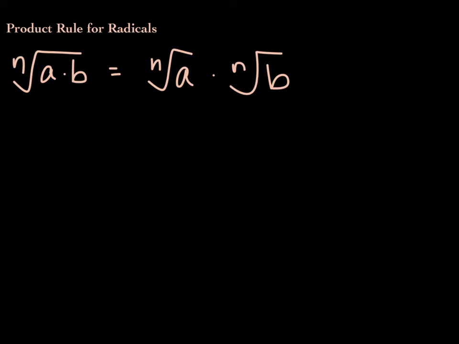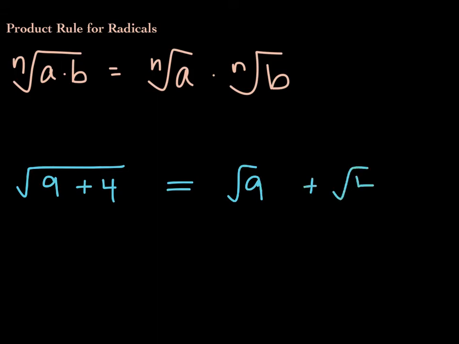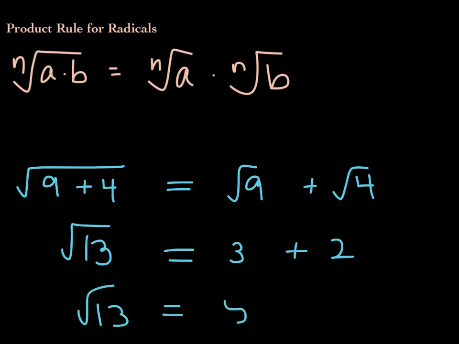Like for example, we cannot extend this to say that the square root of 9 plus 4 is equivalent to the square root of 9 plus the square root of 4. That's not true because the left-hand side is the square root of 13, where the right-hand side is 3 plus 2, which is 5. The square root of 13 is not 5. So actually, let me put not equal to right here, all right? So this only works with multiplication, so be very, very careful. The square root of a sum is not equivalent to the sum of the square roots.